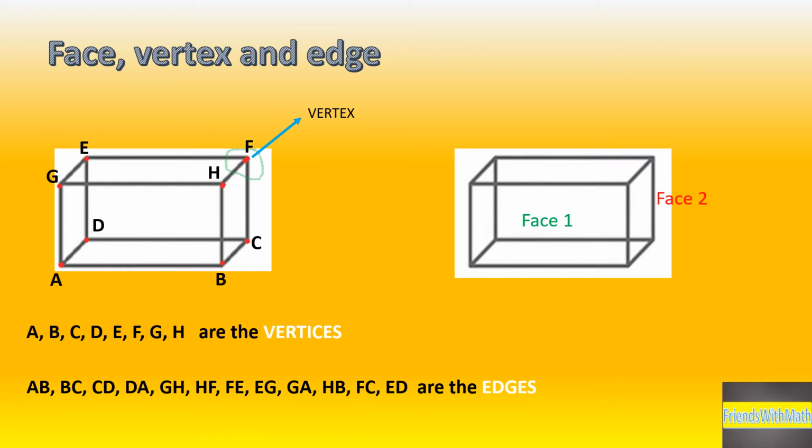So this is face 1 and face 2, face 3 which is opposite to face 1. Then we have face 4 which is opposite to face 2. This is face 5 which is the bottom face and face 6 which is opposite to face 5.